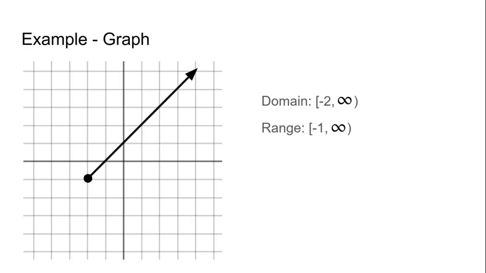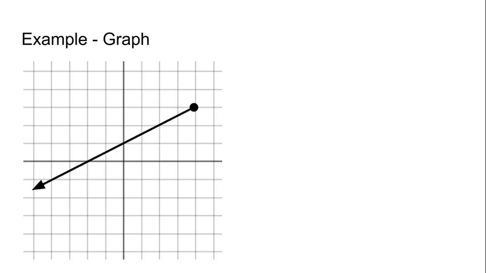So to show that I can never actually reach infinity, we use a parenthesis whenever we're dealing with infinity. Same thing with the range. The lowest I can get is -1, and because the arrow continues to go up, the furthest up I can go is infinity, and I use a parenthesis to designate that it will never actually reach infinity.